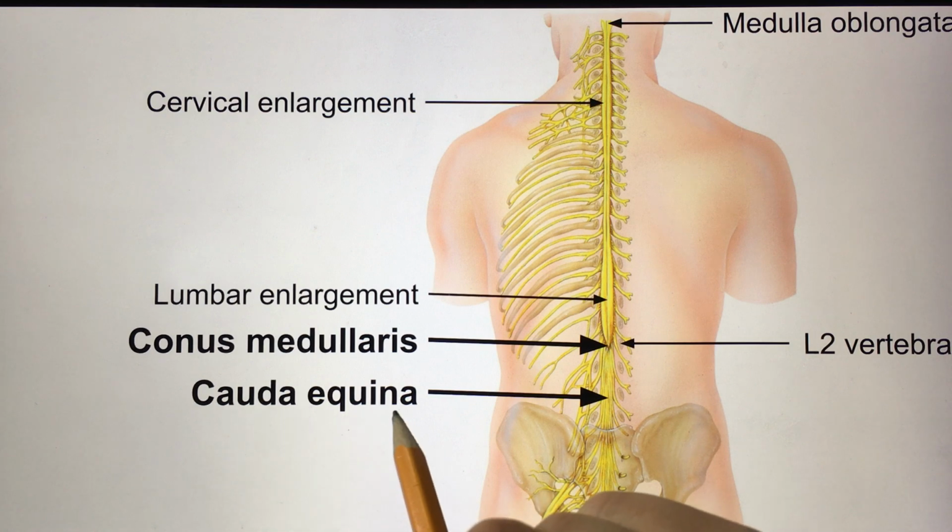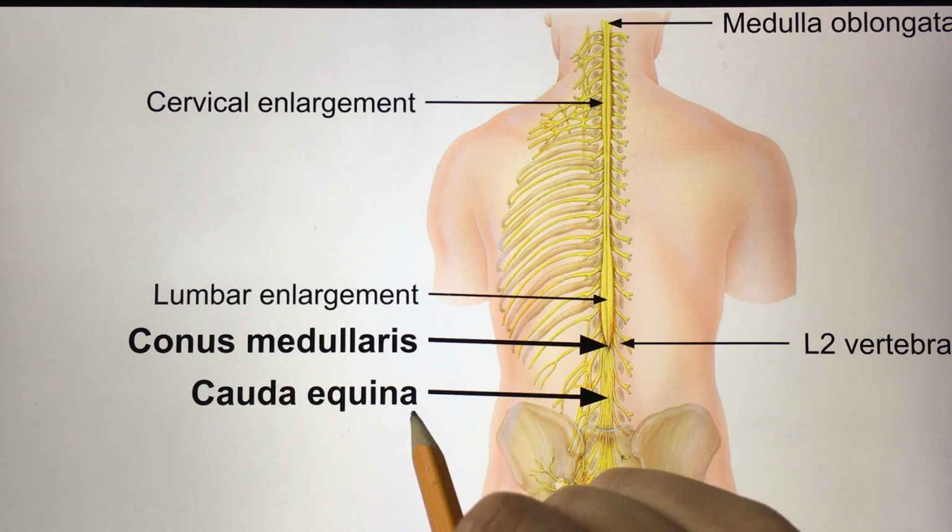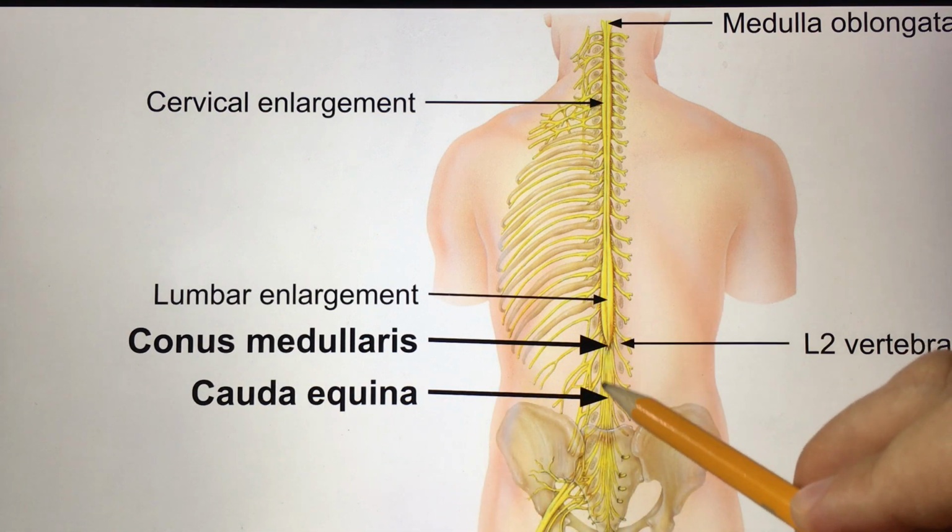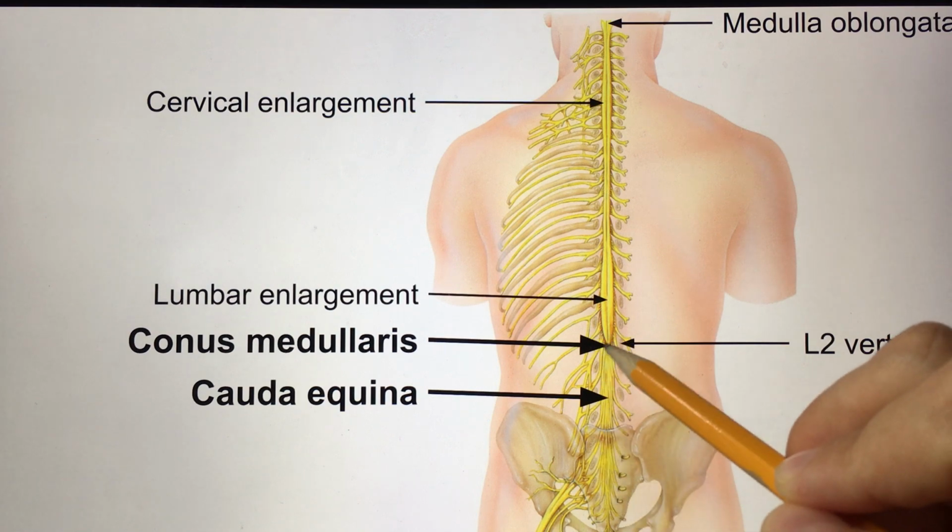It's called cauda equina. Cauda means tail, equina means equestrian. It's like the horse tail inside of the spinal column.